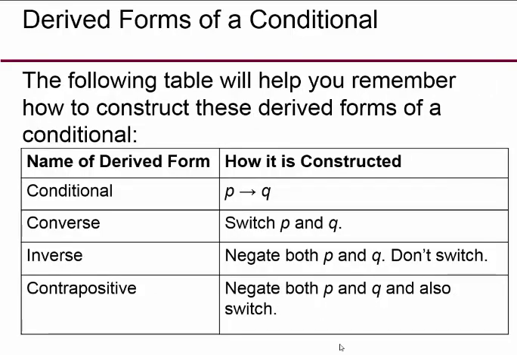So the following table will help you to remember how to construct these derived forms of the conditional. Again, the conditional, if P then Q. In the converse, we're going to switch P and Q. In the inverse, we're going to negate P and Q, but we don't switch the order. In the contrapositive, we negate both P and Q, and we also switch the order.